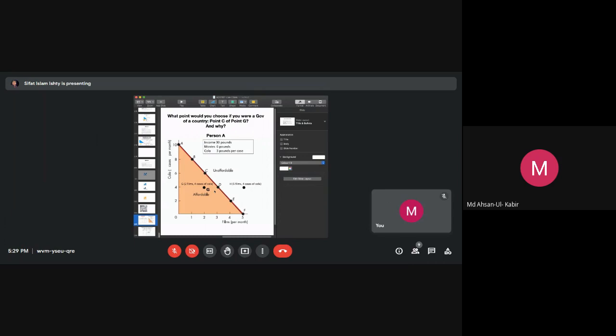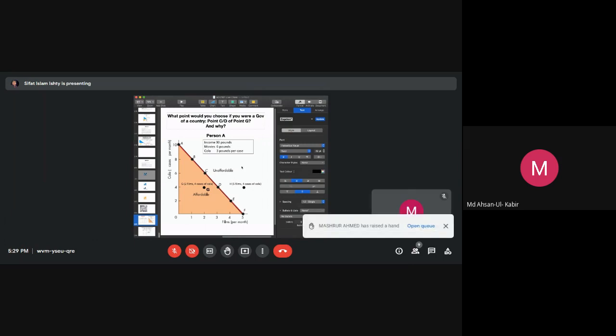So, if you are a policymaker or a government of a country, what would you choose for your country's people to operate in? Should they be in point C, or let me call it D also, right? Should be in point C or D, or do you think it would be better if they're at point G? Can you tell me, please? Someone. Just turn up your microphone, please.